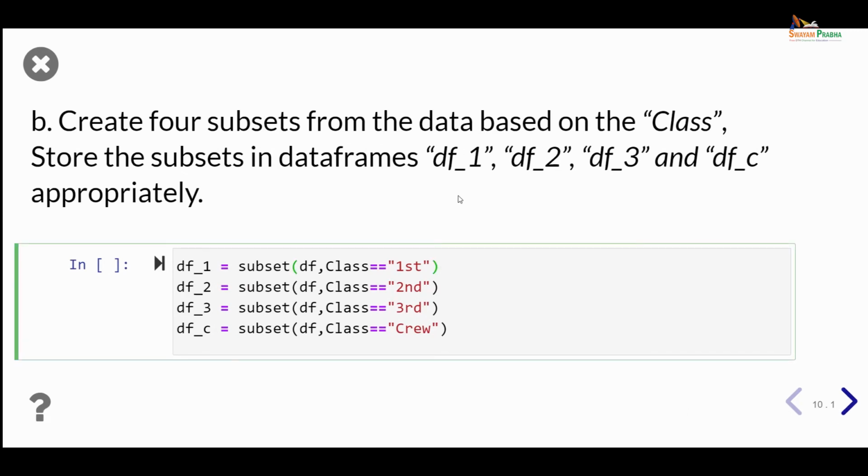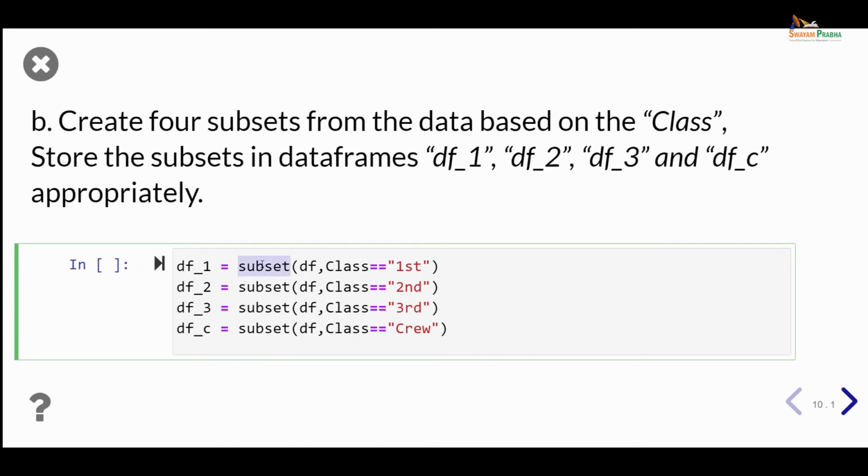The second subproblem is to create 4 subsets from the data based on the class. The class basically has 4 levels to it, that is first class passengers, second class passengers, third class passengers and the crew members. So we are going to subset based on the class and store the subsets in data frames with different names, df1, df2, df3 and dfc respectively. Now let's see how to subset the data based on the given condition.